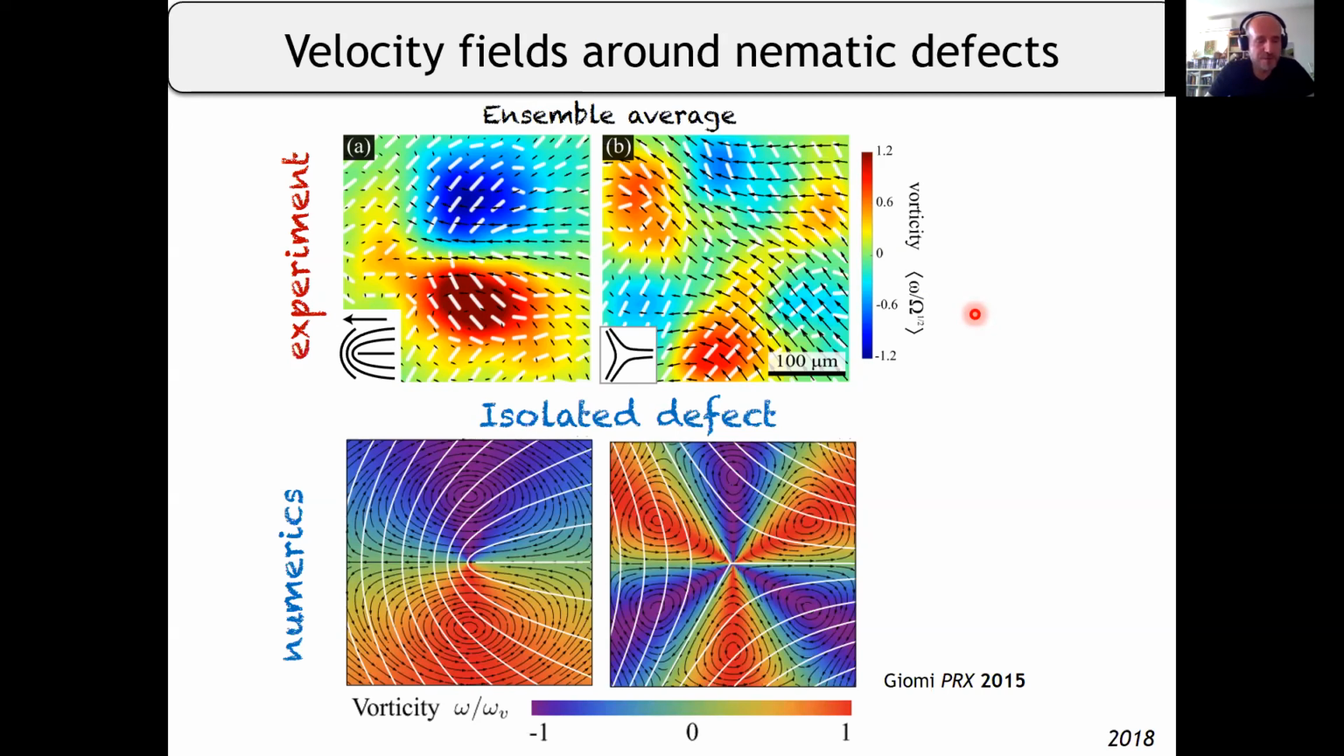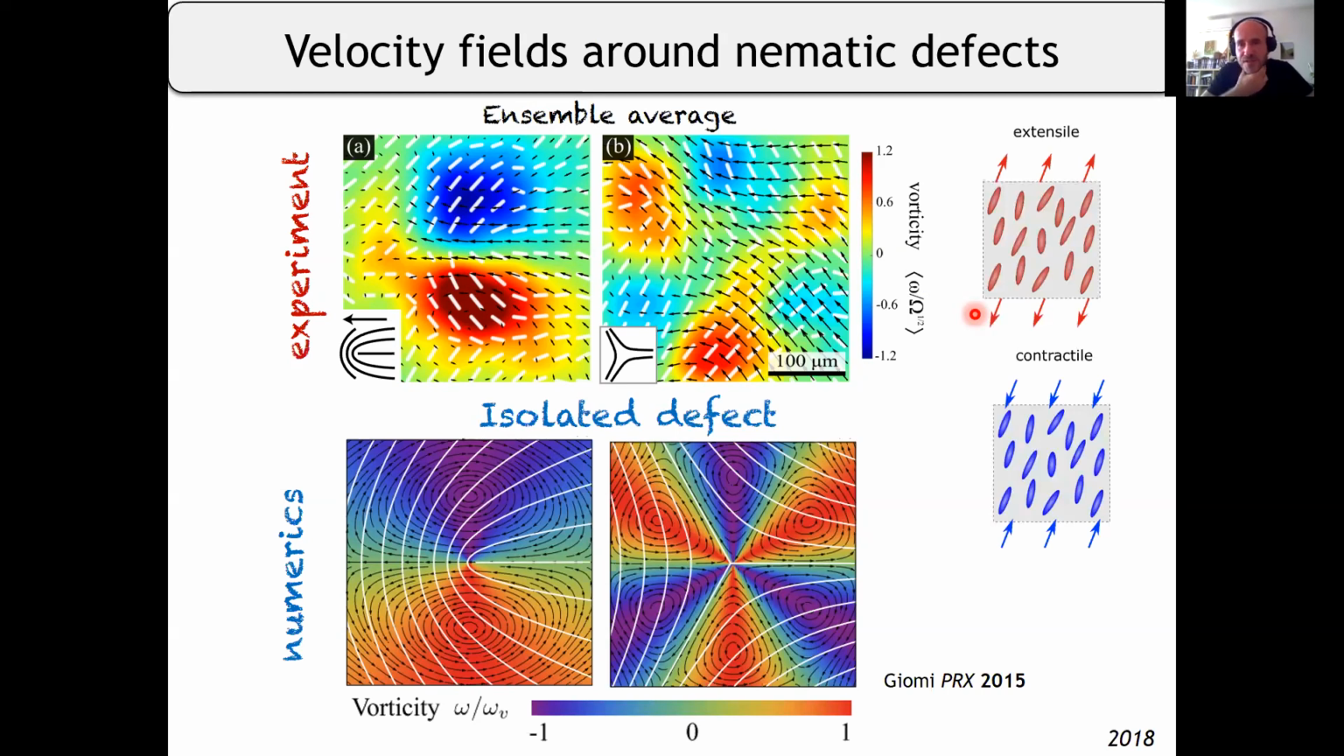But it's not only the resemblance. You can learn something else from this kind of analysis. Remember that I said that you have extensile and contractile systems, right?